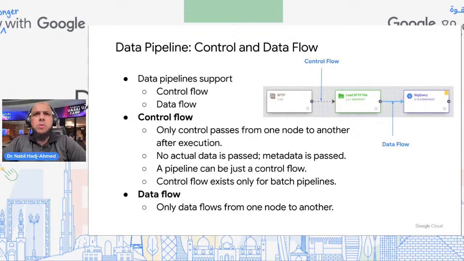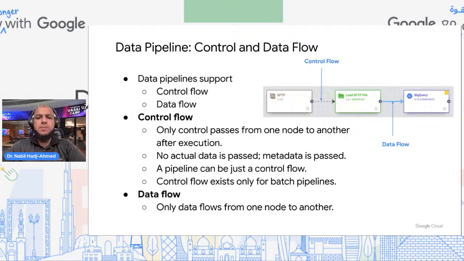Now, control flow just passes control from one stage to another. So there's no data flow in there whatsoever. There's no actual data that is passed. It's just giving a trigger, like an intervention, that something has happened. In the data flow, actually, data flows from one node to another.